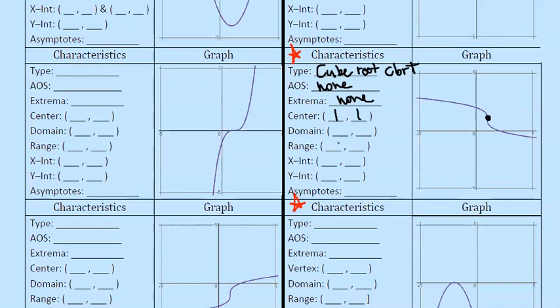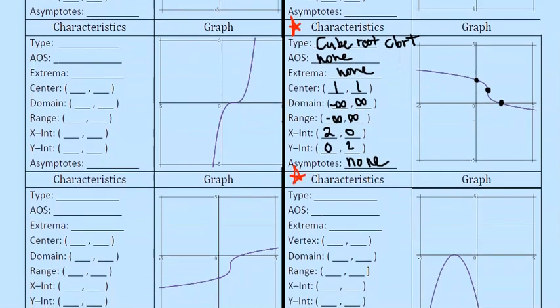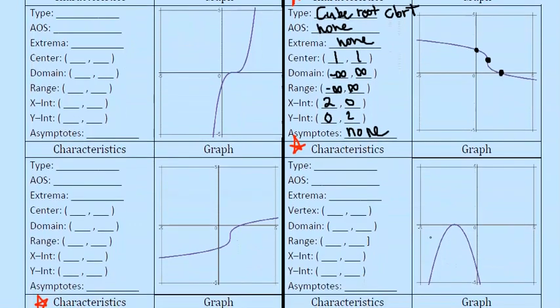The domain and the range for cube root functions is all real numbers, negative infinity to positive infinity. The x-intercept right here would be 2 comma 0, and then the y-intercept is right here, that's 0 comma 2. And there are no asymptotes on this page. If you look at the next one, this one is a quadratic.